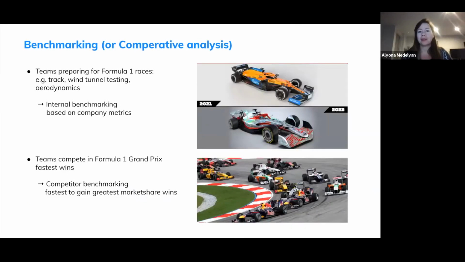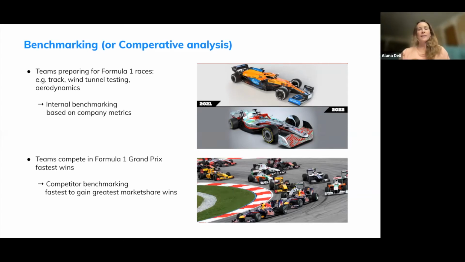Well, there are basically these two cases. As you're preparing for the race, there are all of these different track and wind tunnel tests, where the teams in charge of different parts of the vehicle and the overall car are optimizing. And similarly, within your company, you do internal benchmarking based on the metrics you care about. And then teams compete with all of the other Formula One cars in the Grand Prix, and the fastest wins. So similarly, you can use competitor benchmarking to understand who will be the fastest to gain the greatest market share.